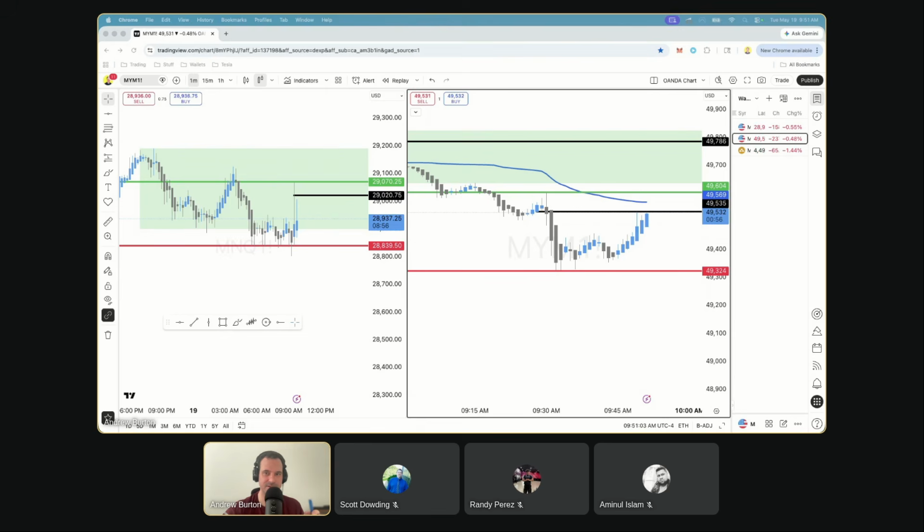If it does that, then it's definitely not an A plus setup because the overall trend on the 15-minute chart is saying it needs to come down. But if that happens, then we can take a trade from here to here. Okay, so you can see it's going for the blue line now.